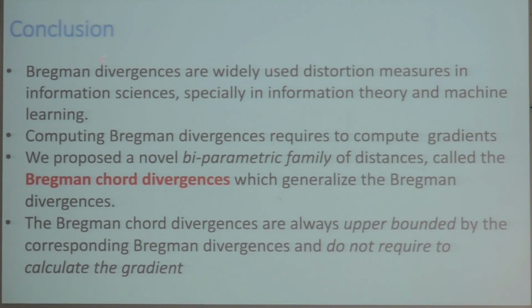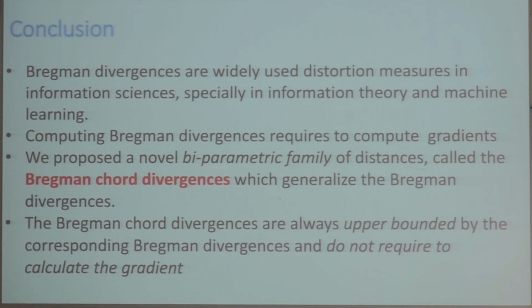So let me conclude as follows. Bregman divergences are widely used distortion measures, and they have been employed in many fields of information sciences. Of course, one of the bottlenecks for machine learning is the use of gradients, and the way that you cannot tune the generator very easily. You choose the Shannon negentropy or the Burg negentropy or things like that.